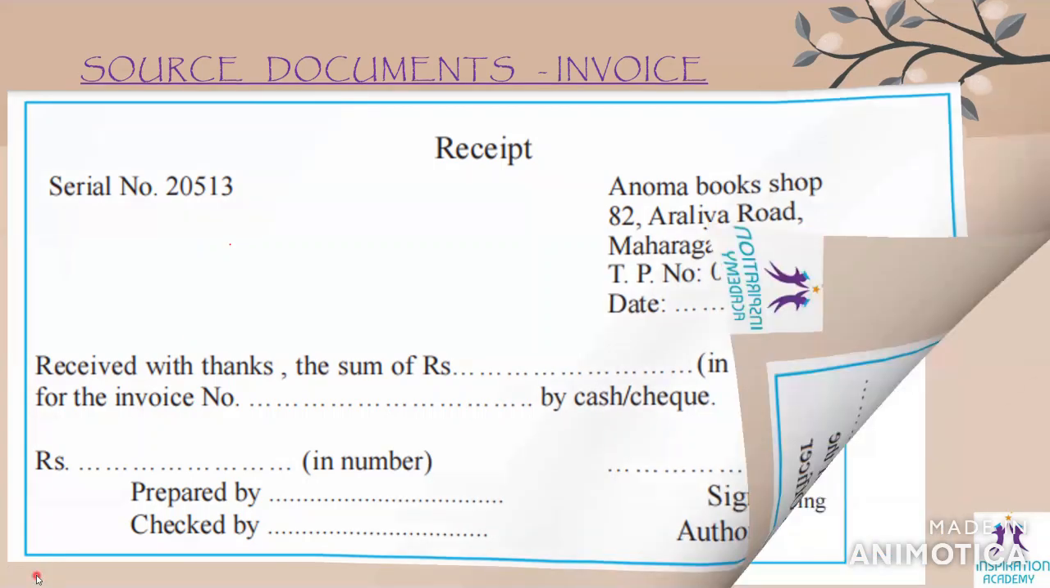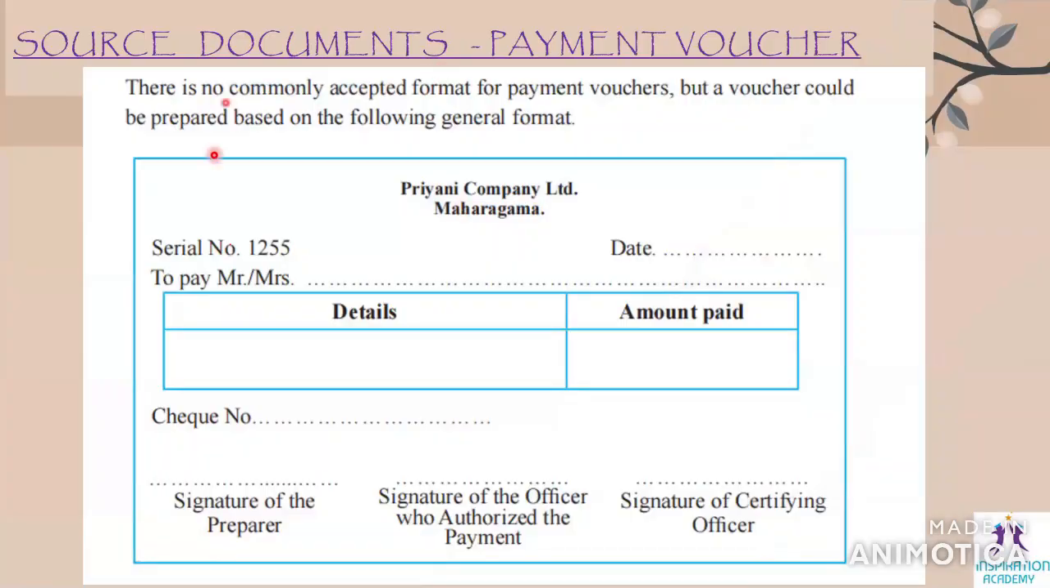Okay, here's another source document, the payment voucher. This is also given in your book. There's no commonly accepted structure, but we can use this one. It also has a serial number, to pay Mr. and Mrs. Calder, a check number, like that. Then the signature of the preparer, the certifying officer, and the one who authorizes the payment. These can be three different persons, or the same person, right?